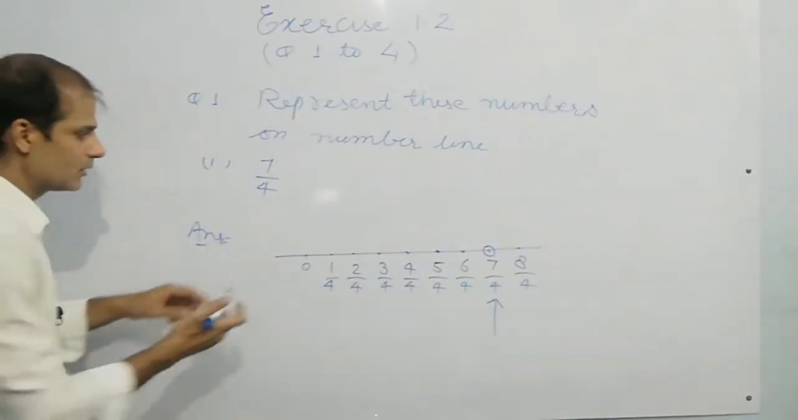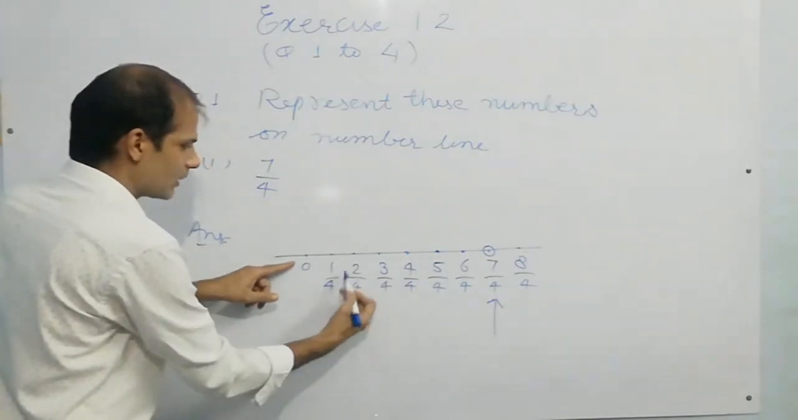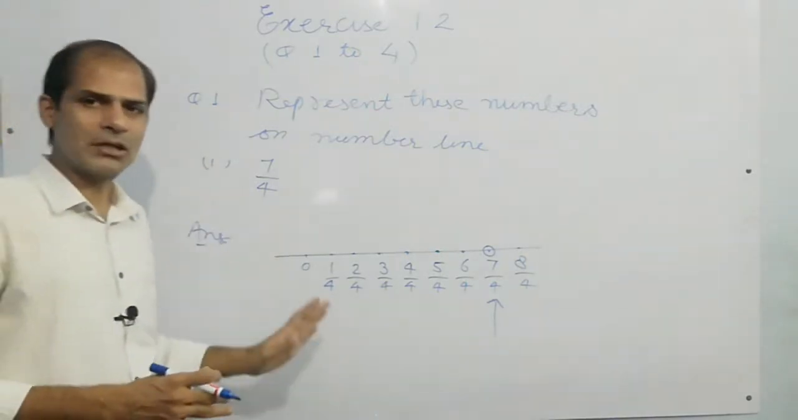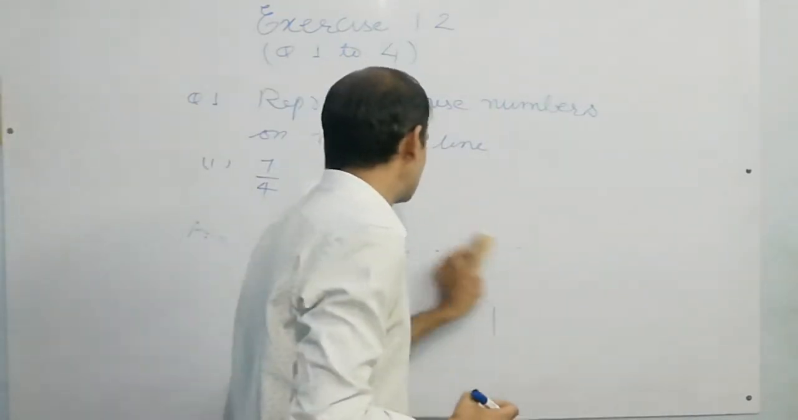So how can you check? This is 0, this is 1, and in between 0 and 1 there is half, so it is half. In this way you can check your answer. So this is the simplest way to solve this question. Okay, pause the video and note it down. I am going to solve the second part.